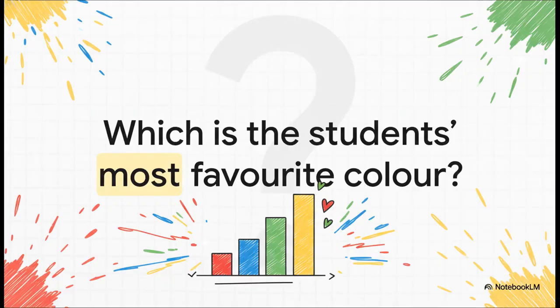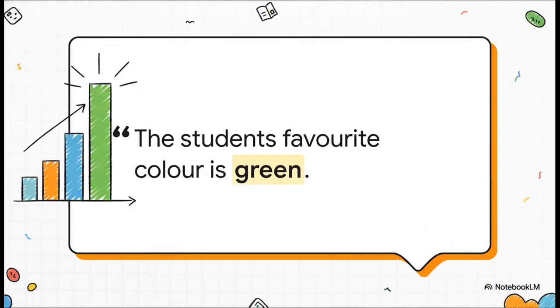See? So, with our shiny new chart all done, let's go back to that original question. Now that you can see it, what's the most favorite color? Exactly. It's green. The tallest bar tells the entire story. Your eyes just go right to it. There's no more scanning and comparing numbers. The answer is just there, clear as day.